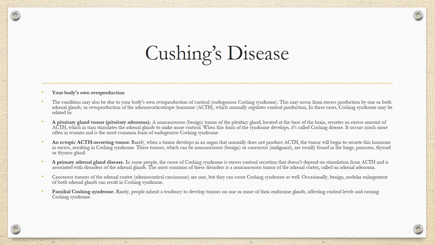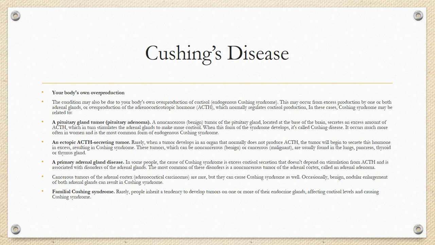And in these cases, Cushing's syndrome may be related to either a pituitary tumor, an ectopic ACTH secreting tumor, or a primary adrenal gland disease, which is causing Cushing's syndrome and excess cortisol secretion that does not depend on stimulation from ACTH and is associated with disease of the adrenal glands. The most common of these disorders is a non-cancerous tumor of the adrenal cortex called an adrenal adenoma. Cancerous tumors of the adrenal cortex are rare, but they can cause Cushing's syndrome as well. Occasionally, benign nodular enlargement of both adrenal glands can result in Cushing's syndrome.